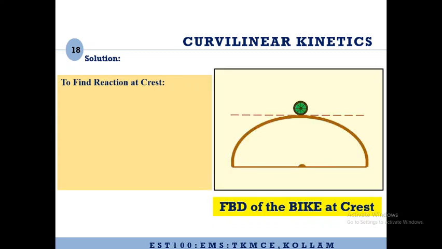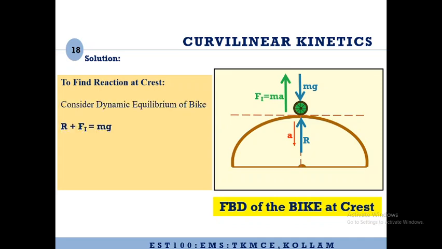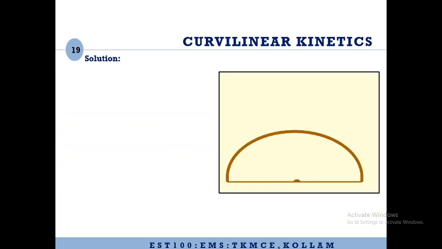Now, to find the reaction at the crest, we have to draw the free body diagram of the bike at the crest. We discussed this already. Weight is acting vertically downward, R is in the upward direction. Since acceleration is in downward direction, inertial force will be in the upward direction. So R plus Fi is equal to mg. We will get the value of R as 4748.75 Newton.